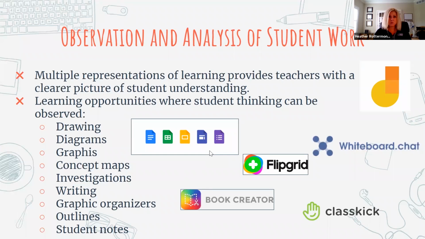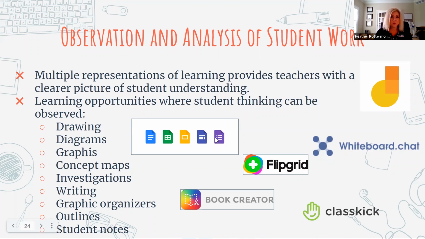Observation and analysis of student work. Again, you're seeing some of the same tools, but we can learn a lot about student work. Just a drawing, some diagrams, graphics, and I will fix that slide. Graphic, concept maps, investigations, writing, lab reports. So there's lots of different ways that we could look into student work. And how could we do this?